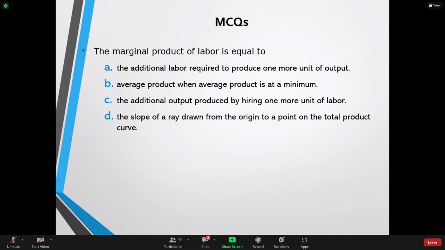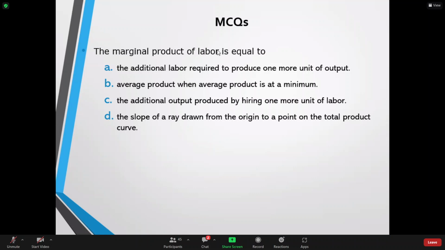Marginal revenue means additional revenue. Marginal cost means additional cost. But it's always in reference to something. So marginal cost we talk about in relation to output. When output changes, the cost is changing. How much is the additional cost to produce an additional 1 unit of output, right? So here it's marginal product of labor.